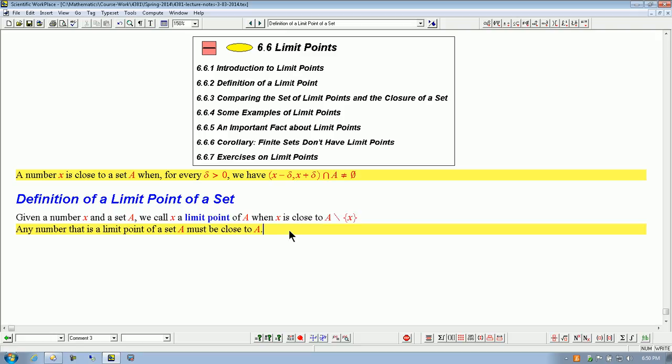I want to give you an example immediately. So x must be a member of A? Doesn't have to be. Doesn't have to be. I'm glad you asked that, but I'm going to keep you waiting. I'm going to give you an example. Here we go.